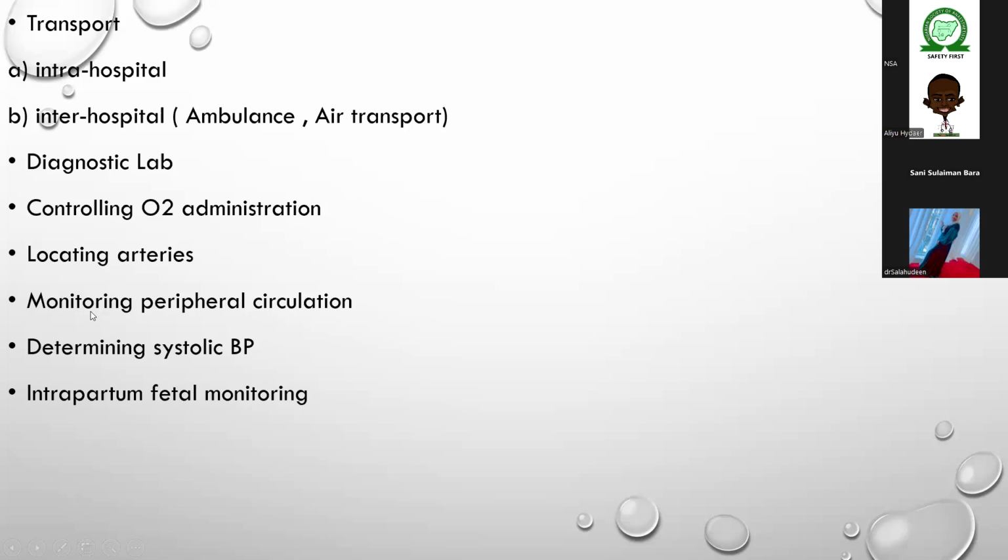they have to attach the pulse oximeter to check that the anastomosis, the vessel, is still perfused. Then to determine systolic pressure, just as we do in the palpation method, we feel the curve, we see the plate, take it as the systole, but it cannot give us the diastole. And the intrapartum fetal monitoring.